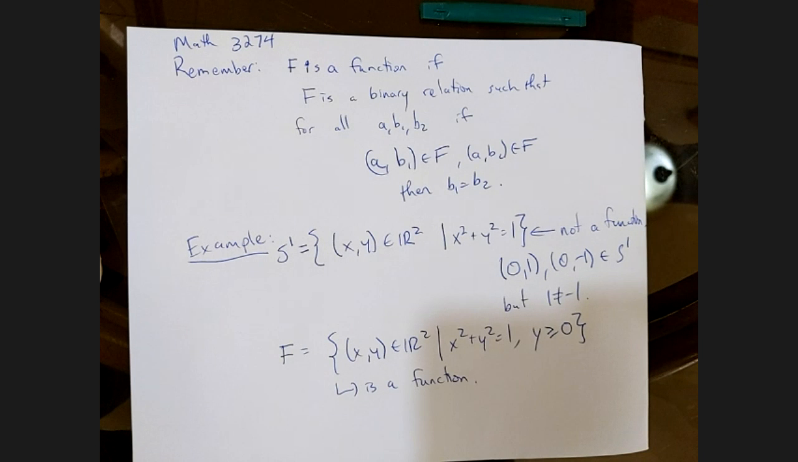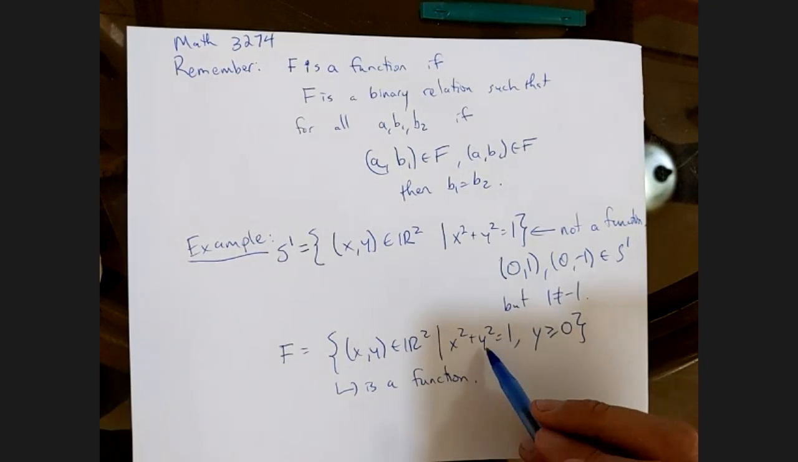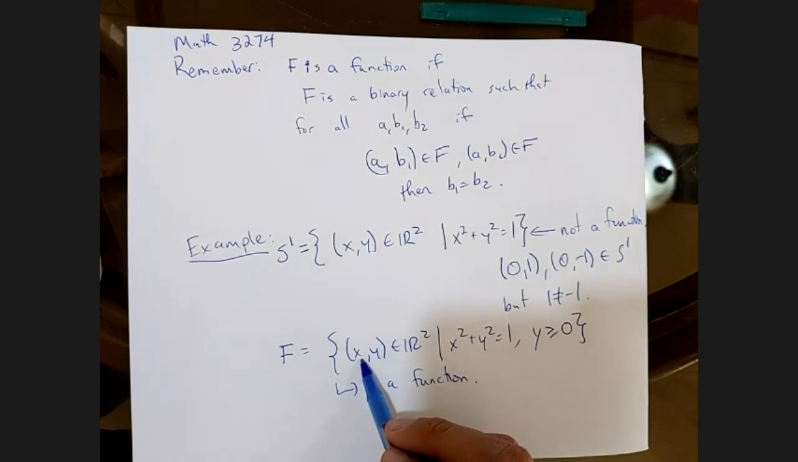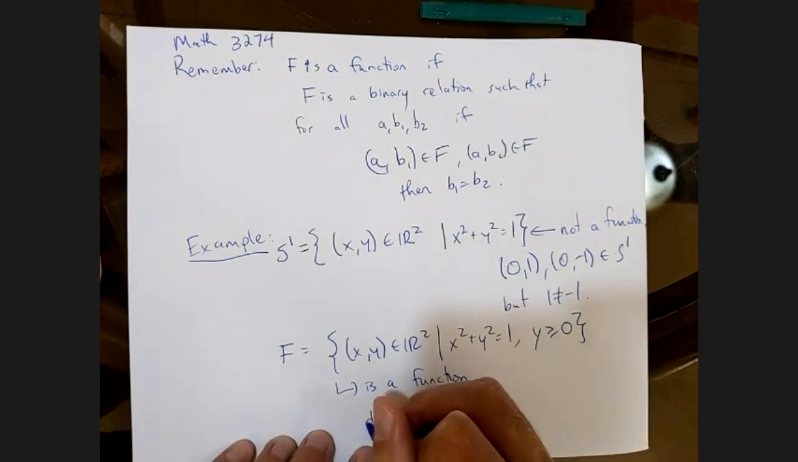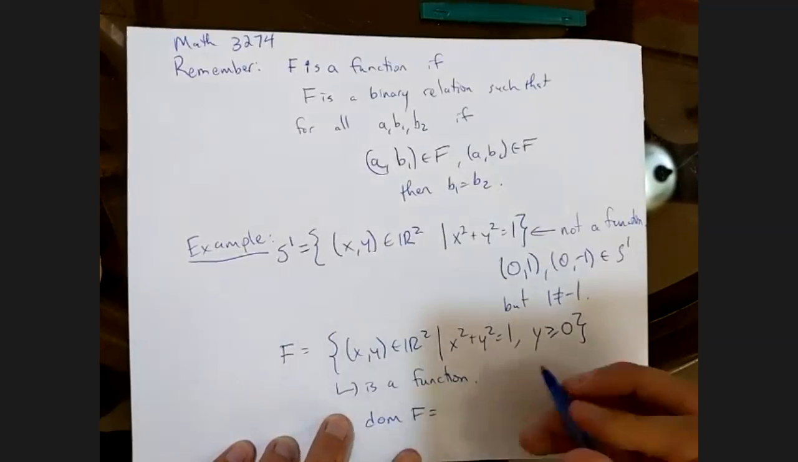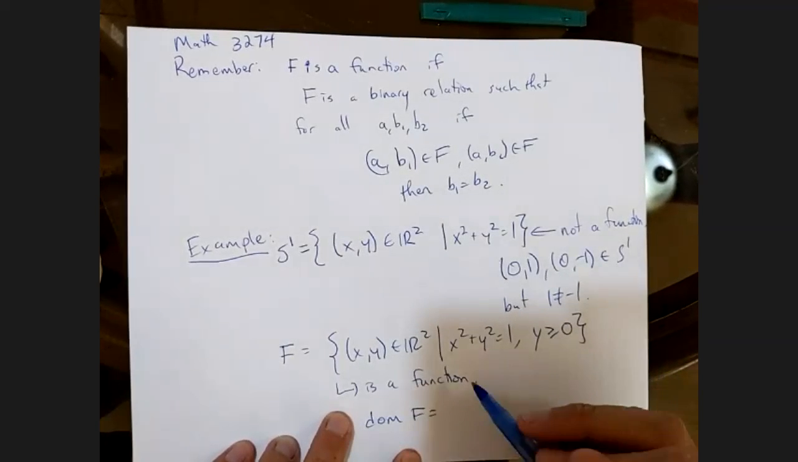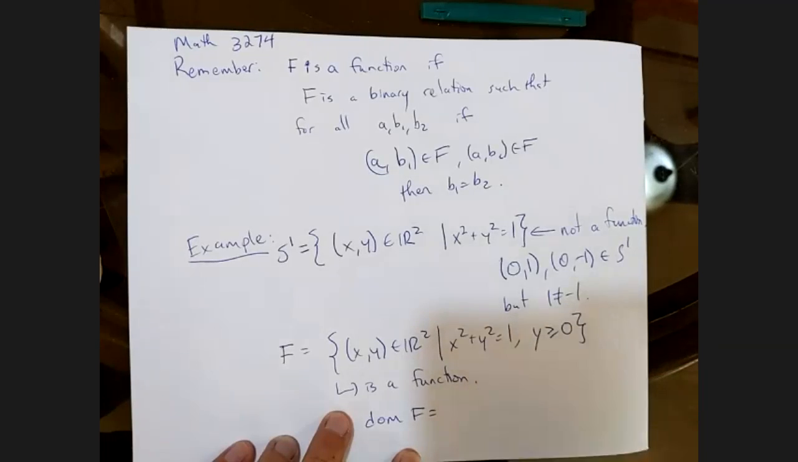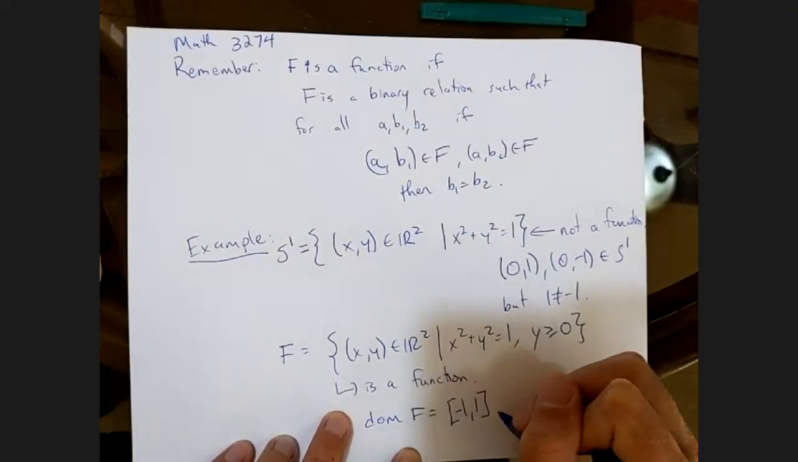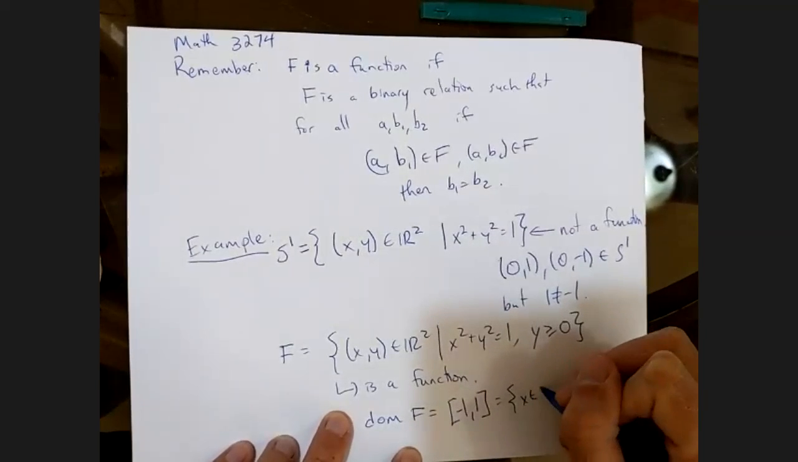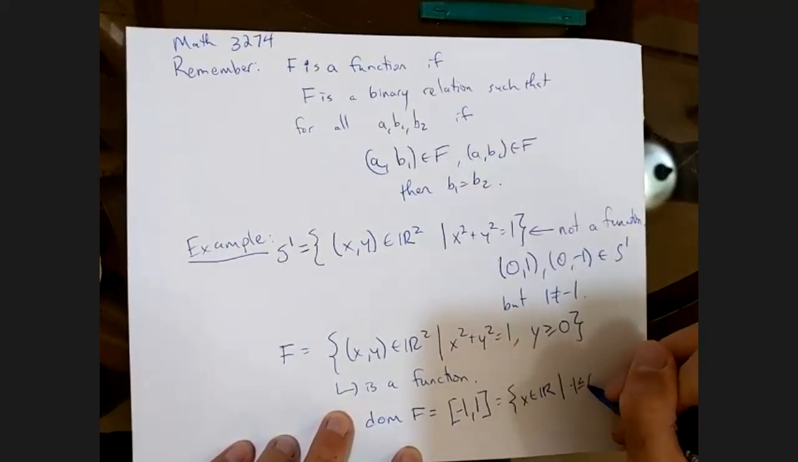But remembering that the domain of the function comes from the first coordinates of every element of f, we can compute the domain. The domain of f is just all the x's between -1 and 1, or in other words, the interval -1 to 1. The real numbers x such that -1 is less than or equal to x less than or equal to 1.